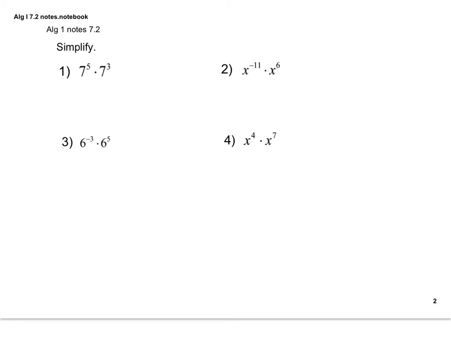So let's take a look at a couple of examples here. For number 1, we have 7 to the 5th power times 7 to the 3rd power. So what I'm going to do is add those two powers together, and I end up with 7 to the 8th power. I'm not going to calculate that one out for you, but I would encourage you to do so. It's 7 times 7, and you just do that 8 times.